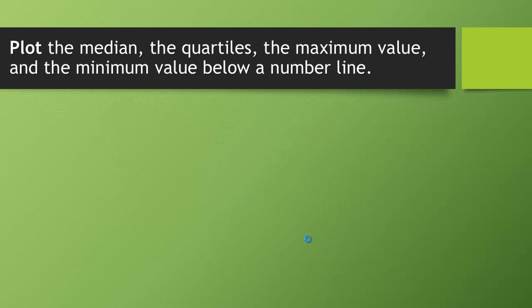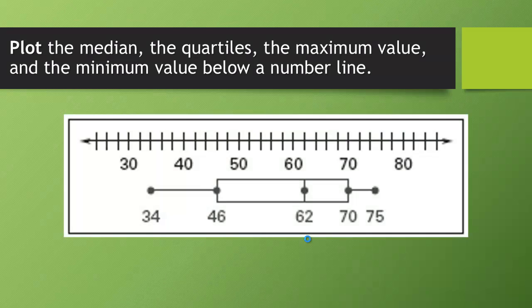The next step would be to plot the median, the quartiles, the maximum value, and the minimum value below a number line to create your box and whisker plot. So this is what it would look like. That's why the 5-number summary is important. This was your minimum number, and you put a dot there. Then you draw a line. That's why it's called a box and whisker, so these lines are the whiskers. This was that Q1 value, this was your median, this was your Q3 value, and that was your maximum right there.